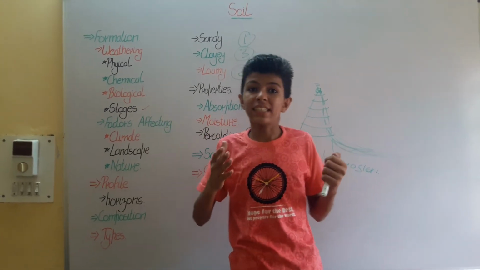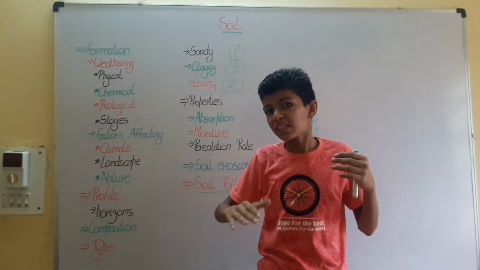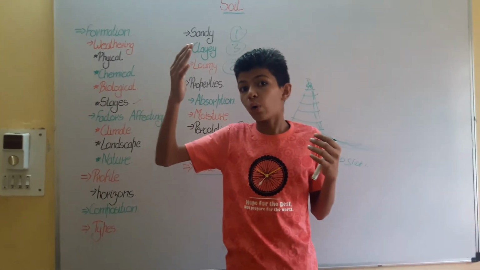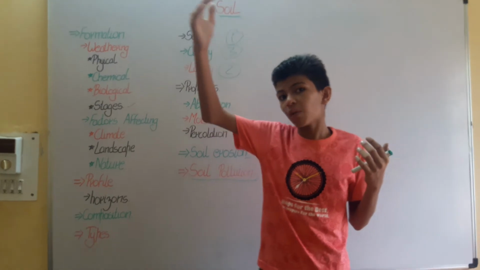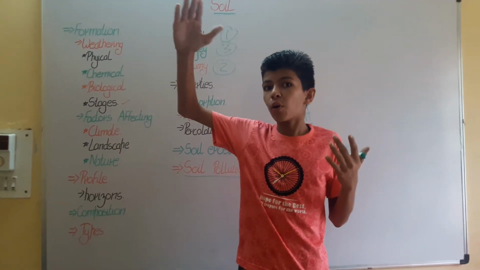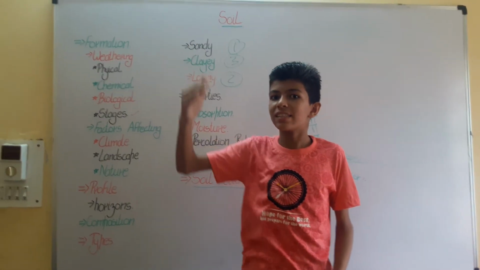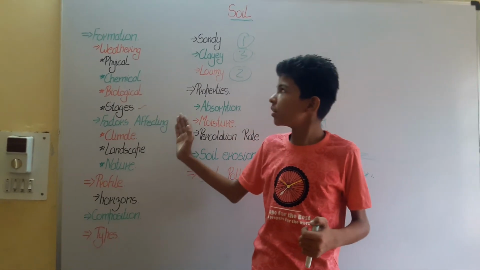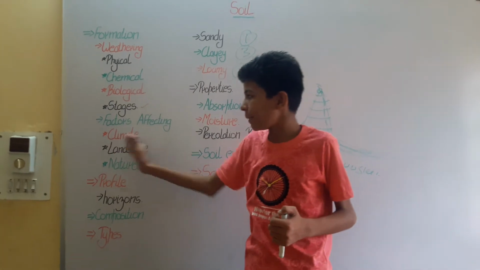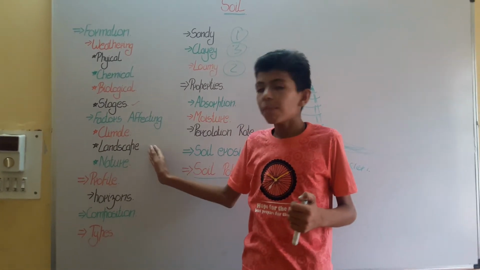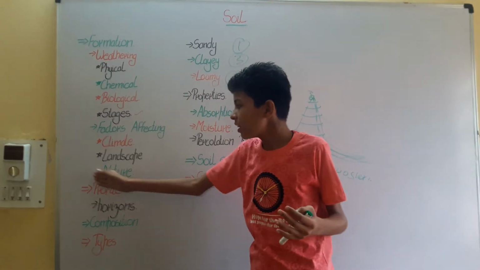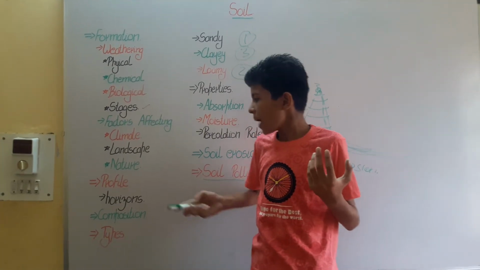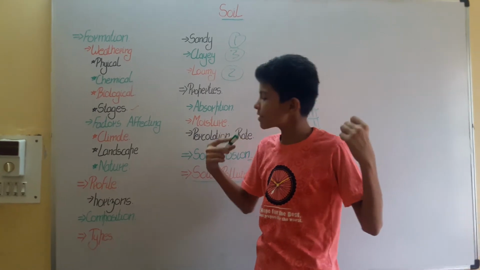Then we learned about the stages in which rocks are broken down. There were more rocks in the third stage, which were not broken down, then the second stage, and then the first stage. Then the factors affecting soils are climate, landscape where they live, and the nature of the rock, or how strong the rock is.